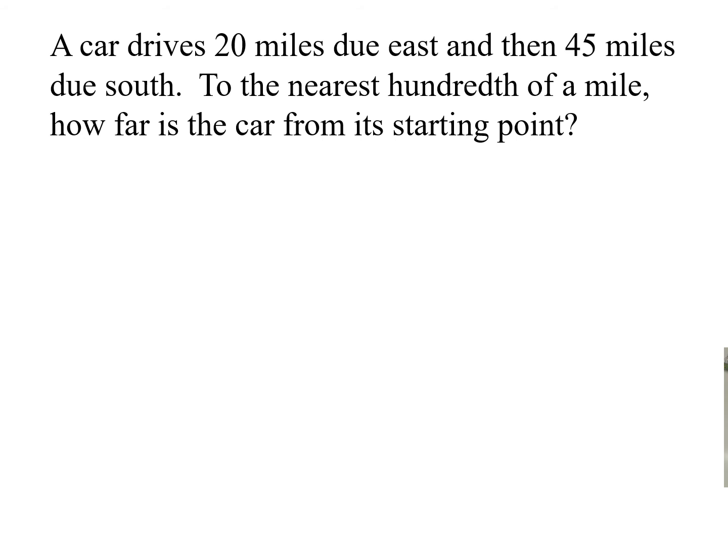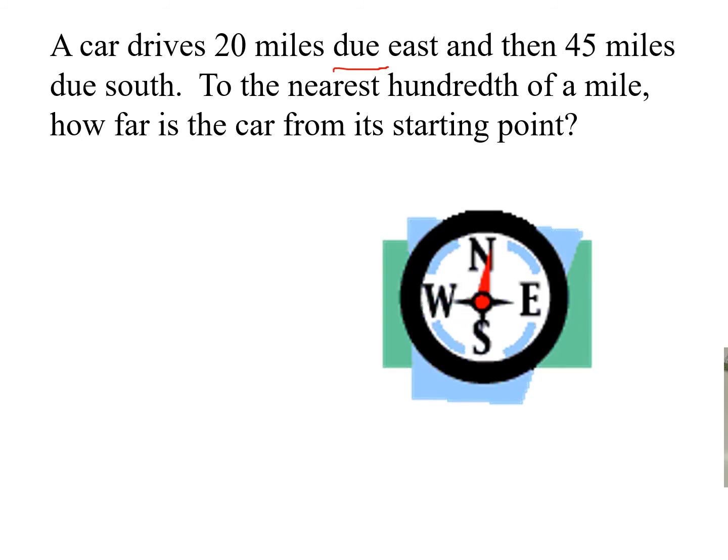Directions. A car drives 20 miles due east. Due east means straight to the east. Okay, and that would be like that, 20 miles straight to the east. And then 45 miles due south from there. So 45. How far is it back to the starting point?